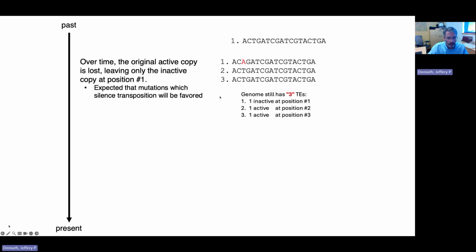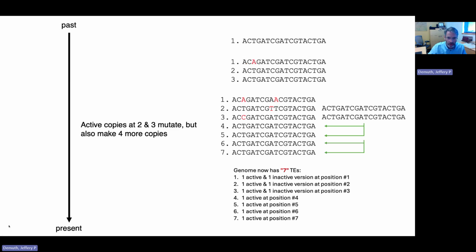So at this point, we've lost the activity of that version that's at position 1, but we've still got 2 active copies at positions 2 and 3. Fast forward in history, and you get mutations that inactivate the copies at 2 and 3. At some point, those things are segregating, just like we saw for the one at position 1, the original in transposition. These guys have made 4 more copies, and this leads now to 7 positions in the genome that have TEs.